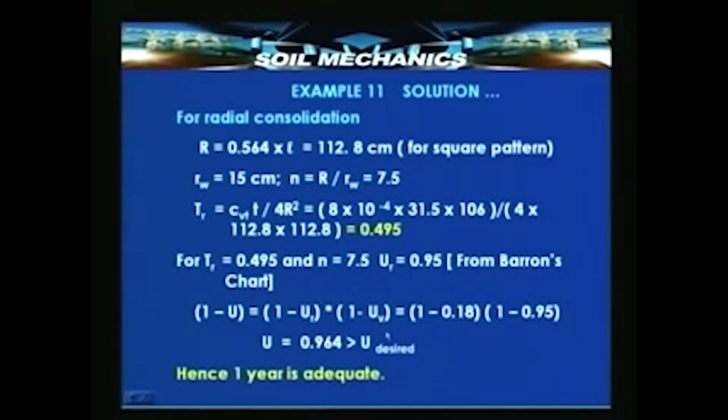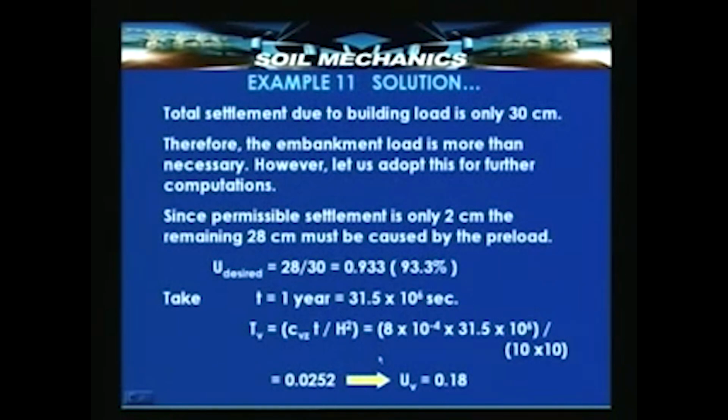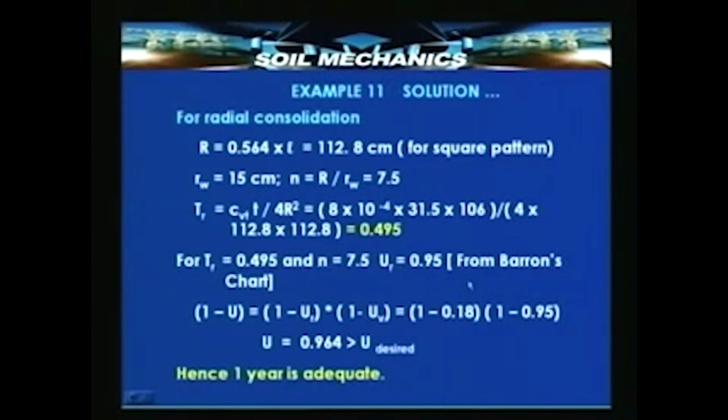What it means is, when UV is 0.18, the corresponding UR is 0.95. That means the net U, the total U, is 1 minus this into 1 minus this, minus 1, that is 0.964, whereas what we needed was only 93.3%. So this shows that if the preload is kept just for a 1 year duration, we get 96.4% degree of consolidation. That means keeping the preload for 1 full year is sufficient to induce the 28 centimeters of settlement that we want.